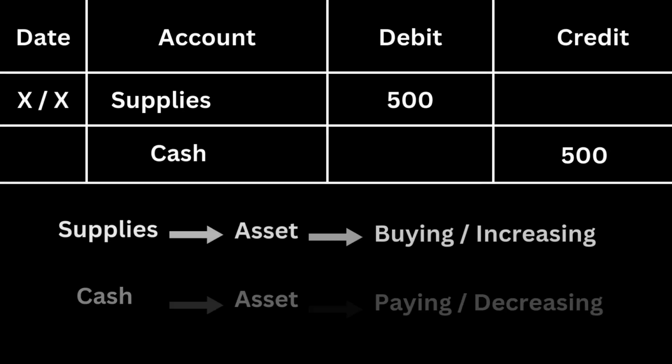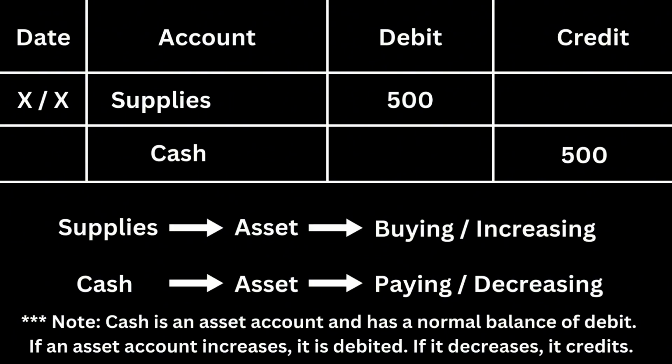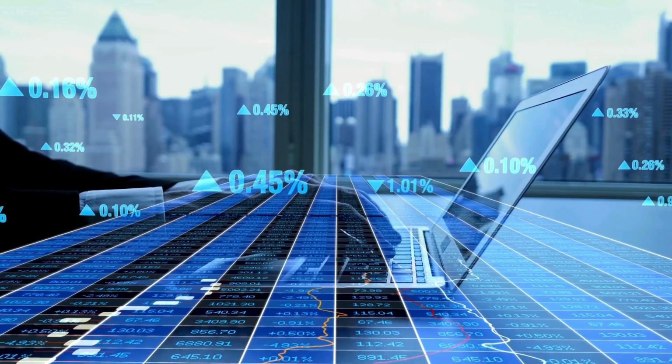To write the correct entry, first identify which accounts are being used. Supplies and cash are both asset accounts with a normal balance of debits. You purchased supplies, so your supply account goes up by $500. And because you used cash to pay for that transaction, your cash account decreases by $500. Pause the video and look over the information if you need to. Did you get it right?